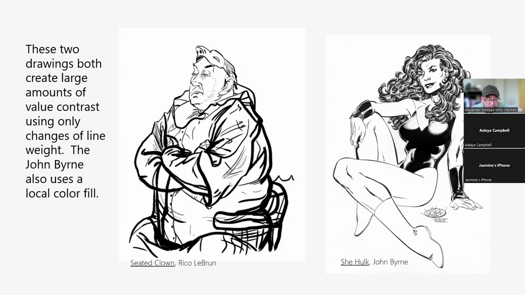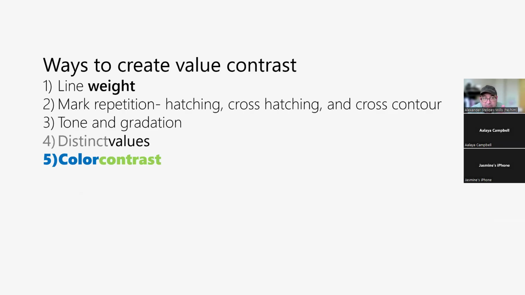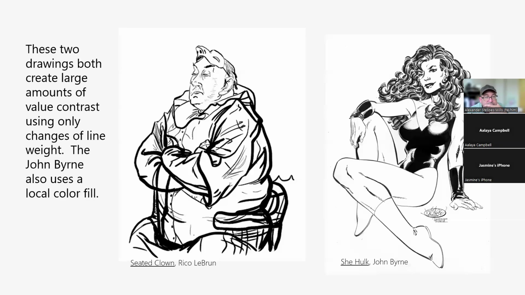So these are the different ways: line weight, mark repetition, tone and gradation, distinct values, and color contrast. Let's start with line weight. Obviously, in this drawing by John Byrne, there are areas that are just a fill of value, but a lot of this drawing is done as a line drawing. I want you to really look at what he's doing with the changes in the weight of line, and how they imply certain things.